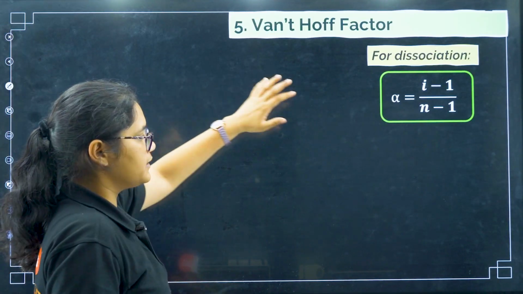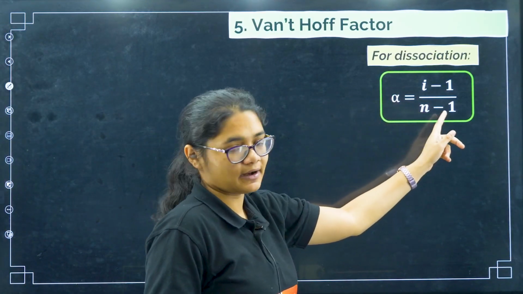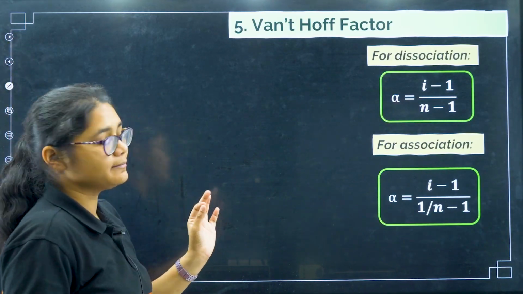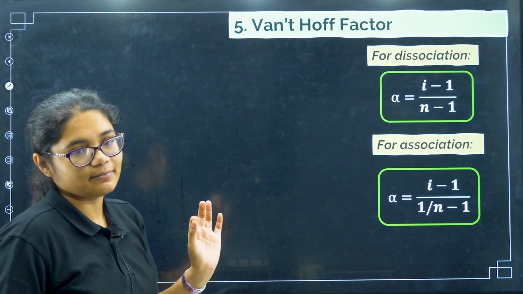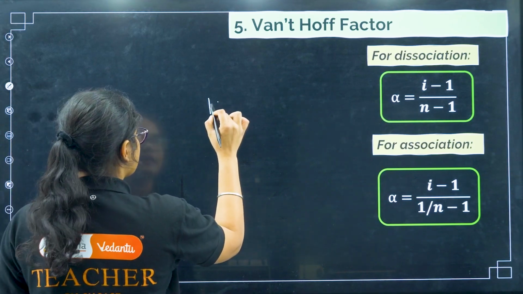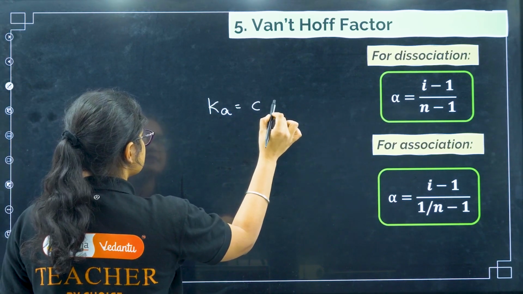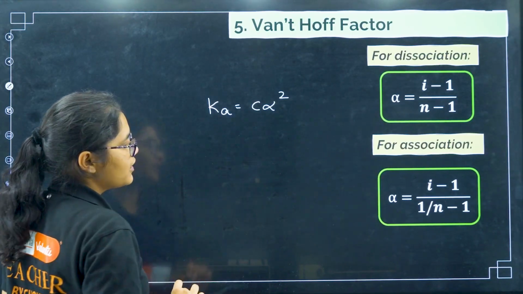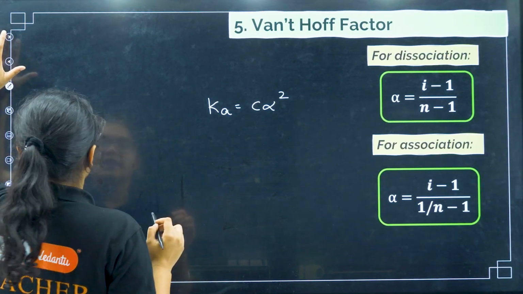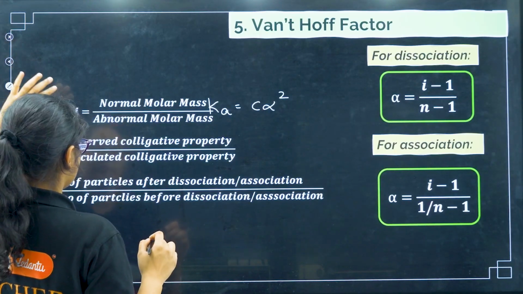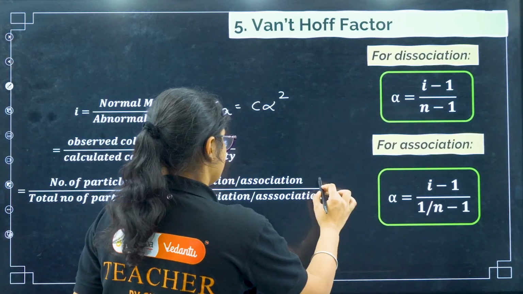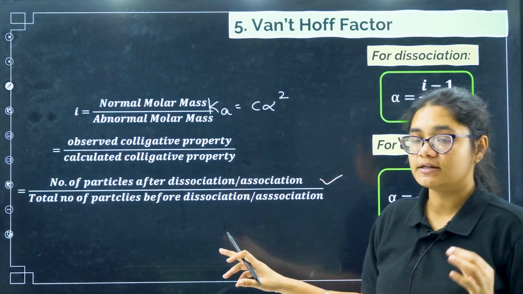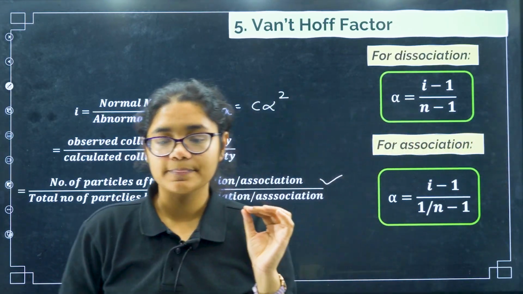For Van 't Hoff factor, for dissociation the alpha value is i minus 1 divided by n minus 1, and for association the alpha value is i minus 1 divided by 1 by n minus 1. Now here Ka, if I want to find out, that is C alpha square. Ka formula is C alpha square. Next, i value, you have this many formulas, but generally we have to use this formula, that is number of particles after dissociation by number of particles before dissociation. That is your i value.